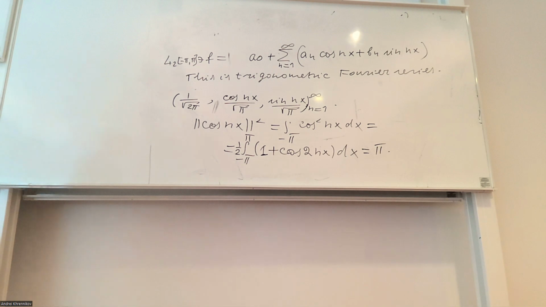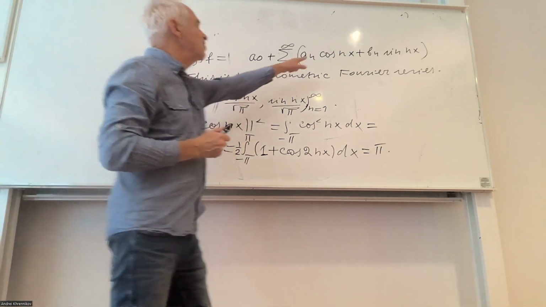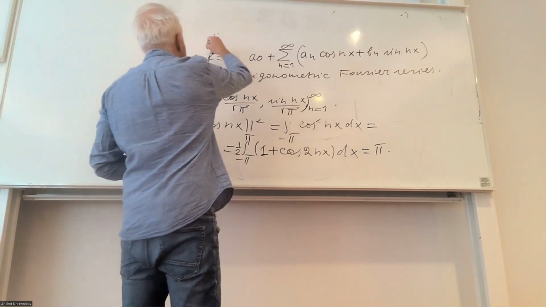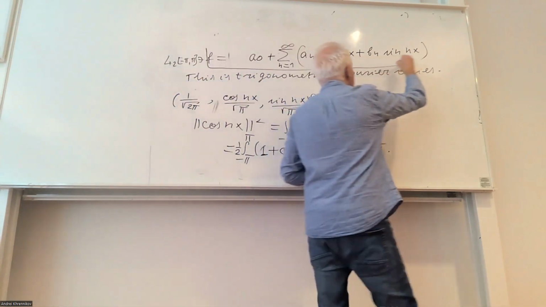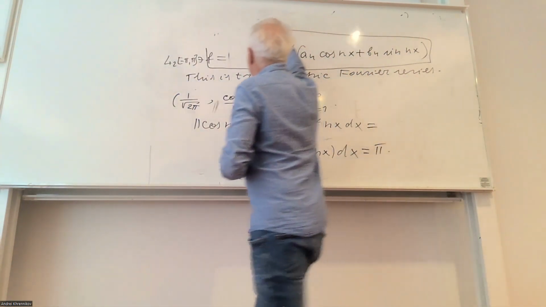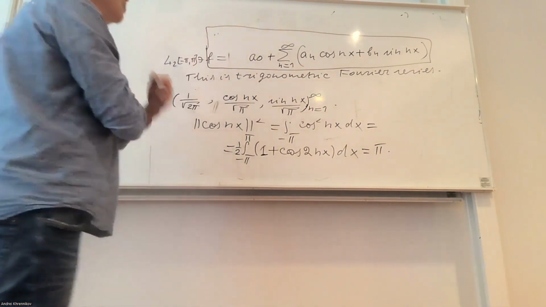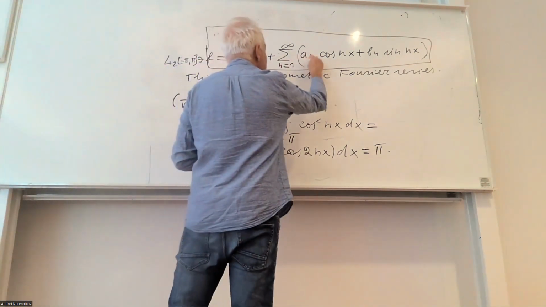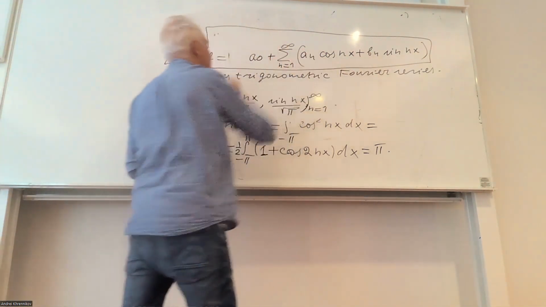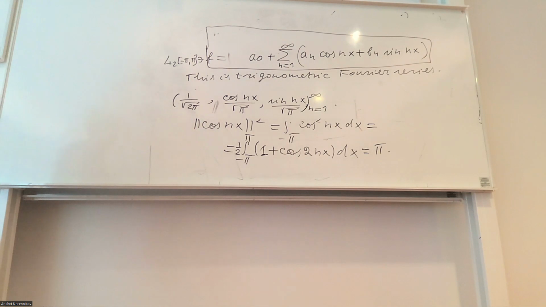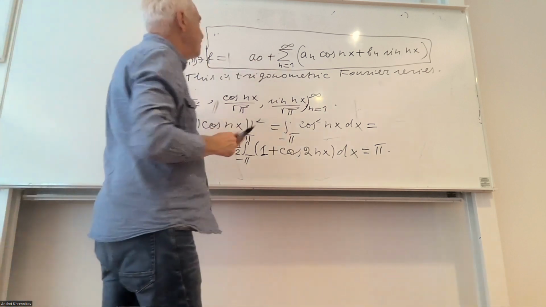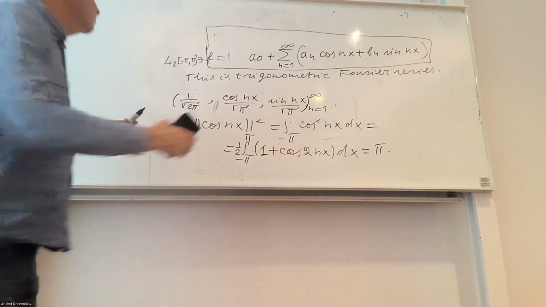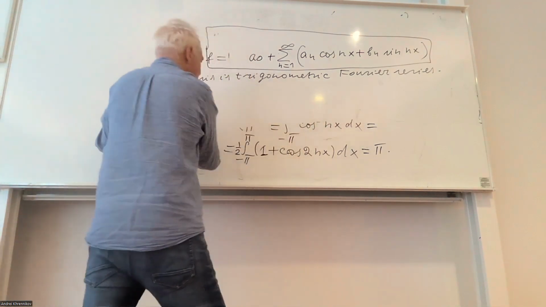Typically they don't write these normalization factors, in books and everywhere, because these normalization factors can be included in the Fourier coefficients. So now we can calculate how these an can be expressed through integrals.